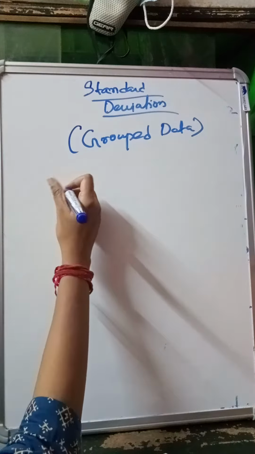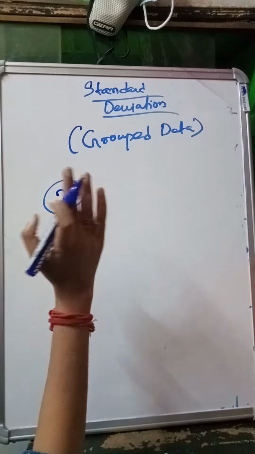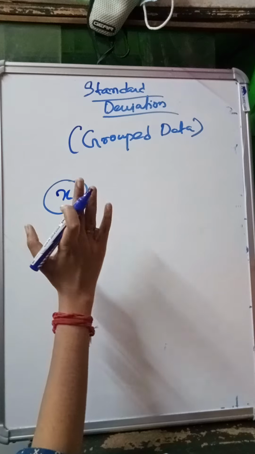Now we already know that when we change the origin of a variable, it doesn't have any effect on the standard deviation, but the scale does have an effect. When we change the scale, the standard deviation gets changed, right? So suppose we have a variable x, and we are changing the scale and the origin.